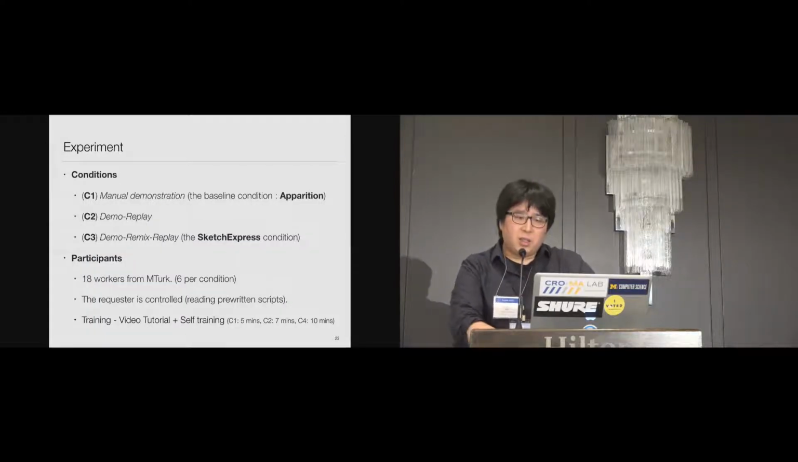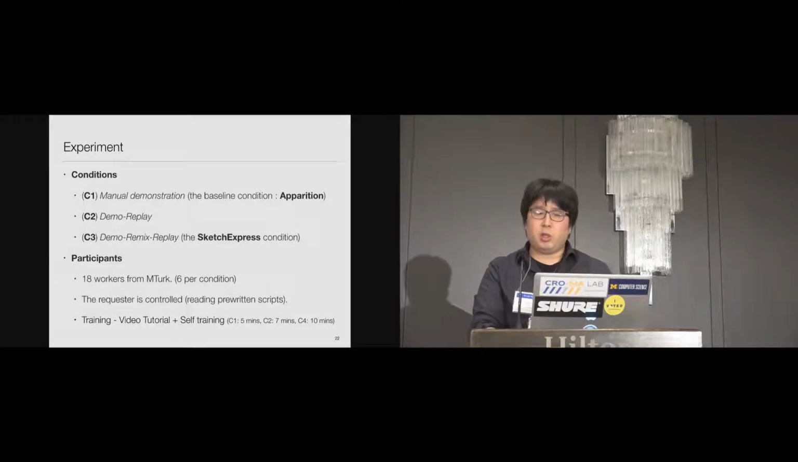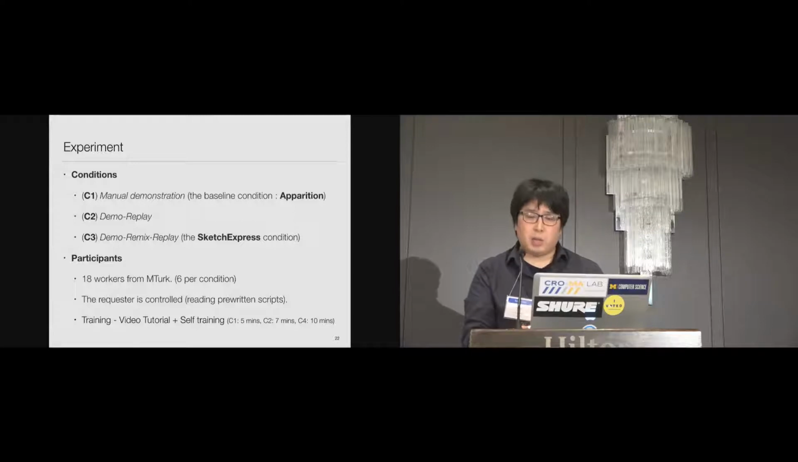To validate the effects of SketchExpress, we conducted a user study with 18 crowd workers recruited from MTurk. We had 3 different conditions. The first condition, or C1, is the baseline condition of Apparition, where crowd workers need to manually demonstrate a described behavior. The second condition, or C2, is the one that has the function of demonstrate and replay, but not the remix function. We added the C2 condition to identify the effect of the remix function. The third condition, or C3, is the SketchExpress condition.